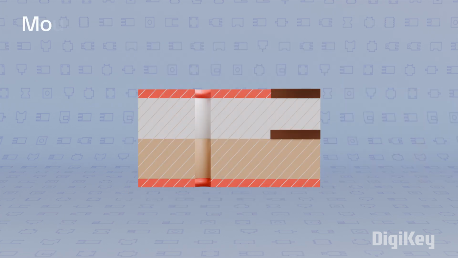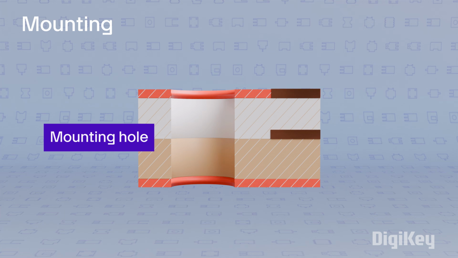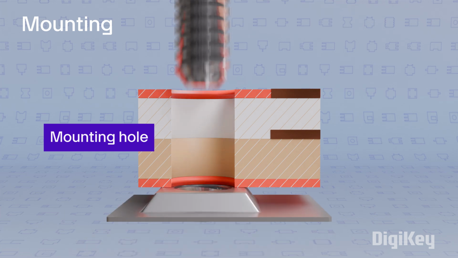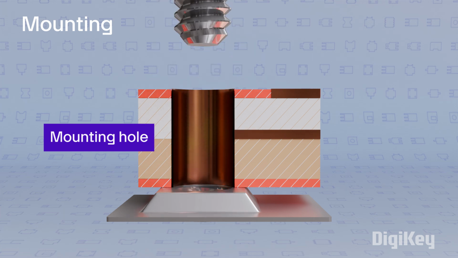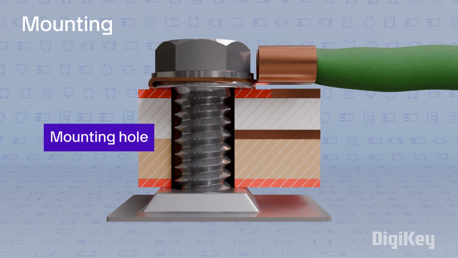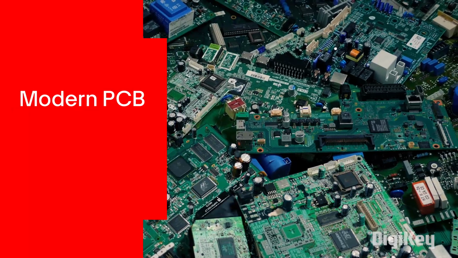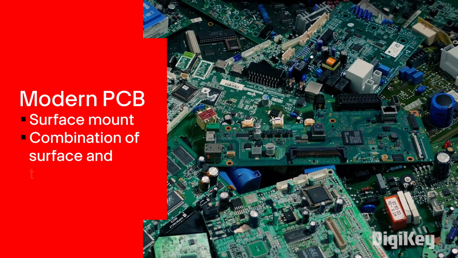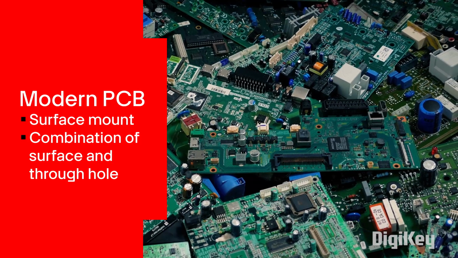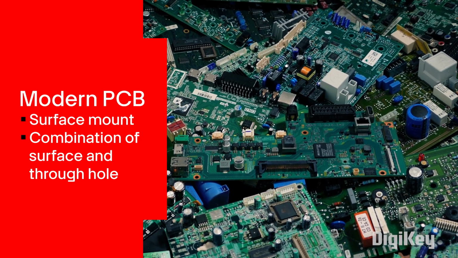Mounting holes are another type of hole that can be utilized. They can be placed wherever needed on the PCB and are usually not electroplated, unless it is used as part of the ground circuitry. Modern PCBs are often used as a platform for surface mount devices or a combination of surface and through hole. All the same features mentioned are useful in surface mounted designs.